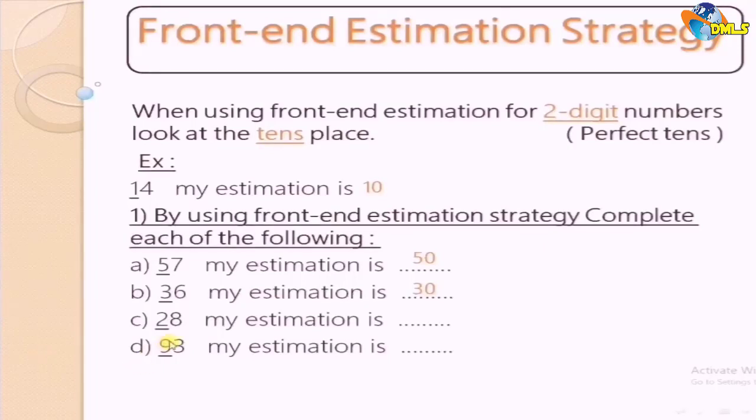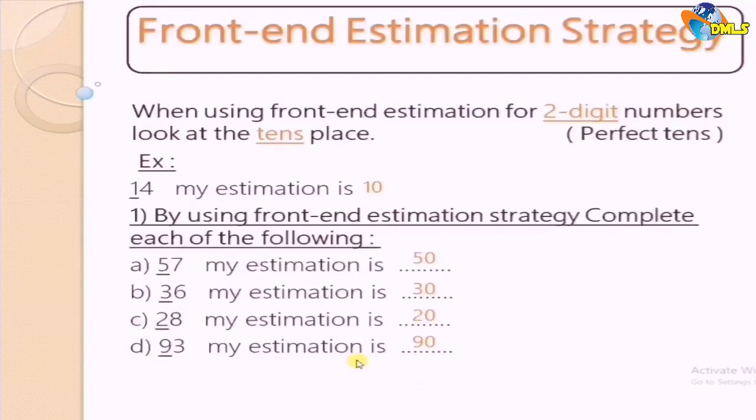Let's read question C. 28, my estimation is. 28 is a two-digit number, so of course we will look at tens. In tens we find 2. What is the value of 2? The value of 2 is... I hear someone who said 20, and that's right. So the estimation of 28 will be 20. Question D. 93, my estimation is. Of course you found the correct answer, which is 90.